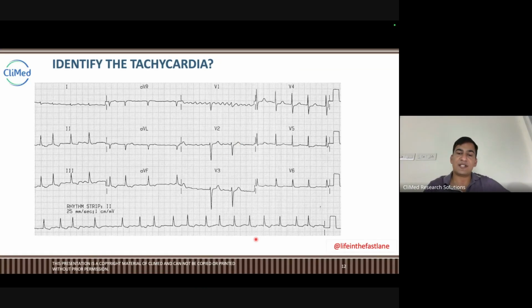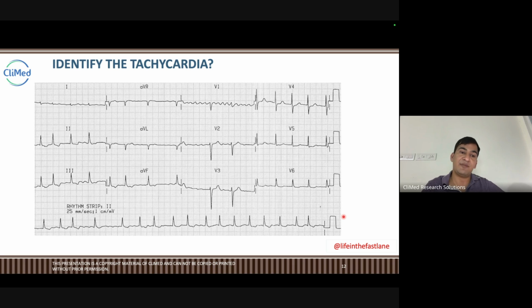Okay, so look at this. The previous ECG was perfectly fine. You have to check the abnormality. You should know the difference between abnormality and normality. Check. Where is normality? Where is abnormality here?